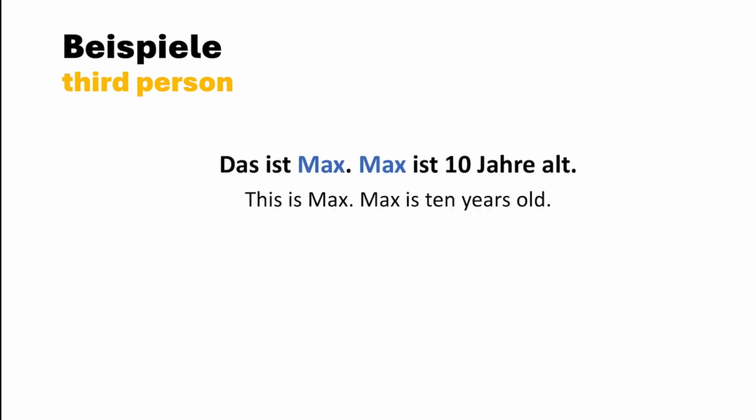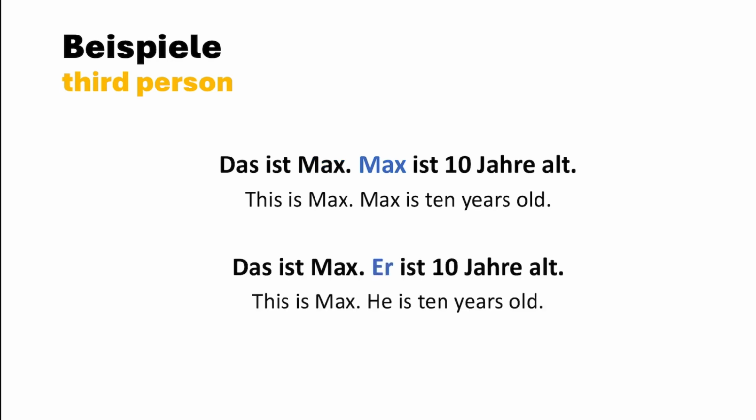Here's another example sentence. Das ist Max. Max ist 10 Jahre alt. And what we can do now, instead of saying Max twice, we can say, das ist Max. Er ist 10 Jahre alt. So the personal pronoun is replacing the person or the thing in the sentence. In this case, it's a person. And as you can see, it's still the subject of the sentence. It's just to avoid the repetition of the name again. It's the same in English, right? If you look at the English example, it's very similar to English.